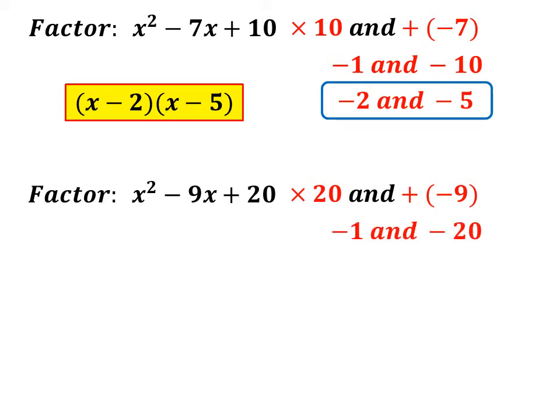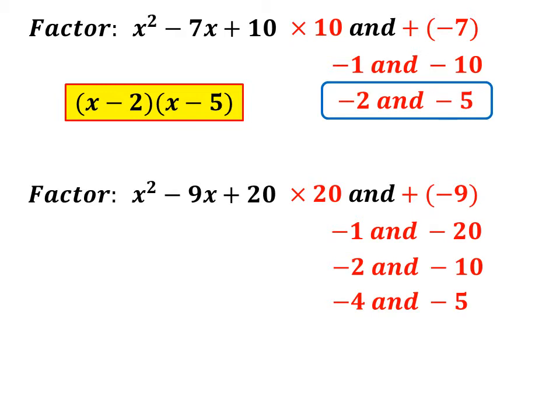We can try negative 1 and negative 20. That gives me positive 20. But if I add them, that gives me negative 21. Try negative 2 and negative 10. Multiplied, that gives me positive 20. But if I add them together, I get negative 12.